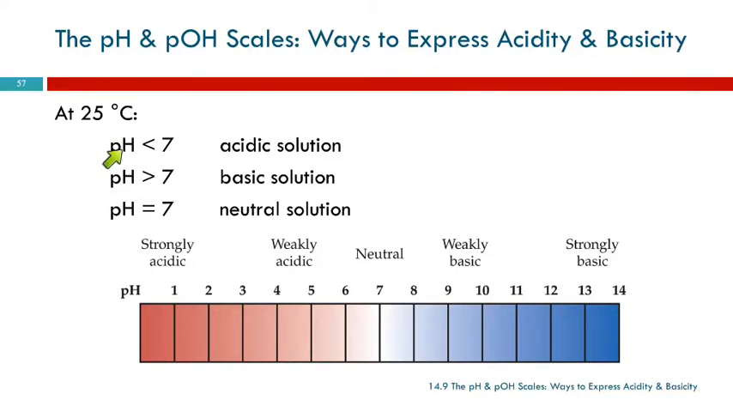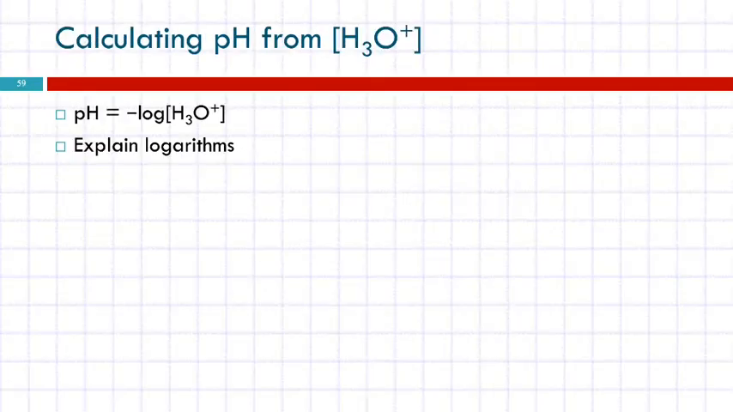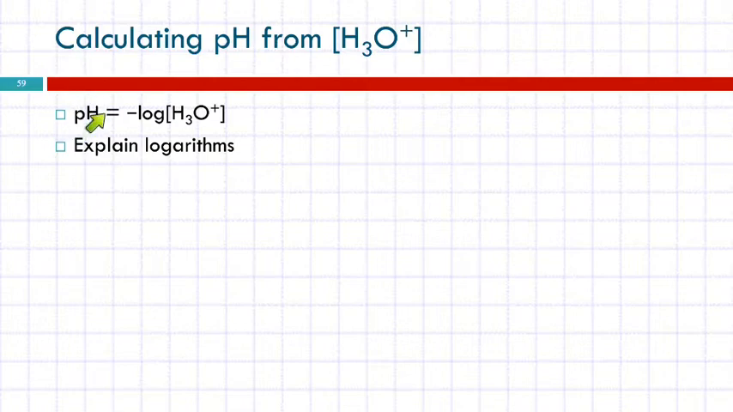So it's a logarithmic scale. And so pH, let's just define what that is first. Well, here it is. pH is the negative logarithm of the hydronium ion concentration. And I'll get back to that.